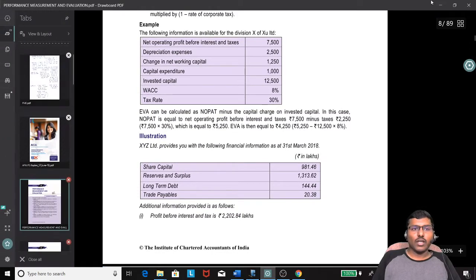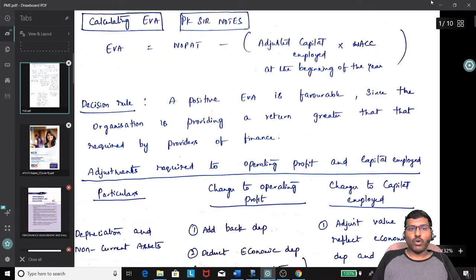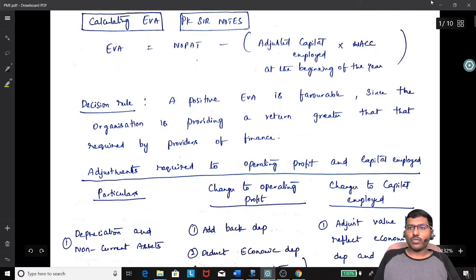Now see here guys, this will take some time, so I want you to focus and listen carefully. So let's come to my notes. Ready? So calculating EVA. To put it very simple, EVA is nothing but NOPAT, net operating profit after taxes. What is NOPAT? Net operating profit after taxes. We'll see how to solve this, minus adjusted capital employed at the beginning of the year.